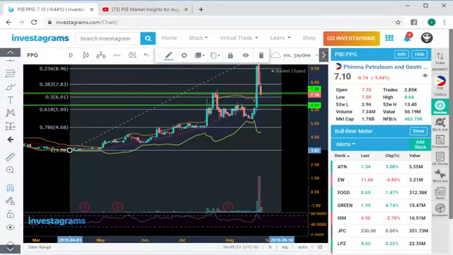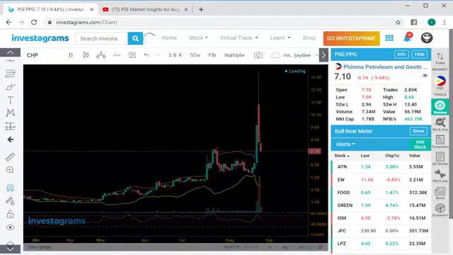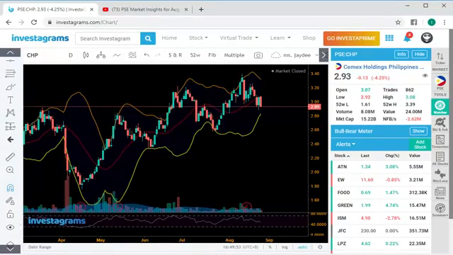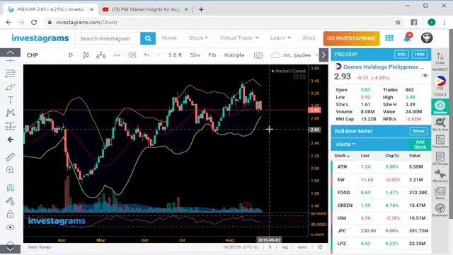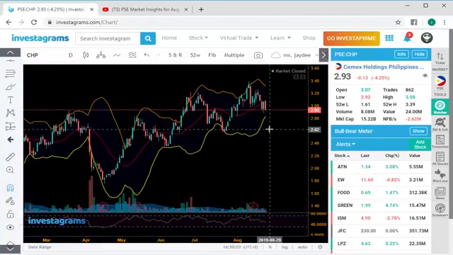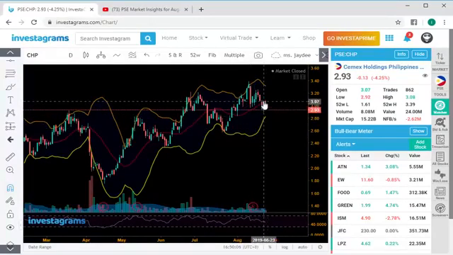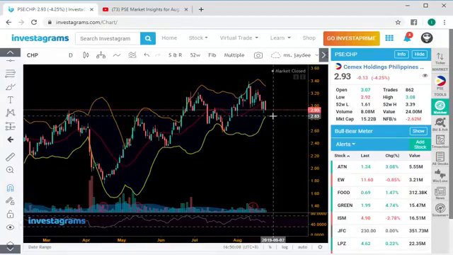Just take note, if you want, you can do a screenshot of this stock and then have a closer look or monitor the price movement, especially in those key areas that we've plotted. And CHP. For CHP, I'm not very confident with the movement of CHP. Looks like this is going to give us some further retracement because it broke the MA20 line.